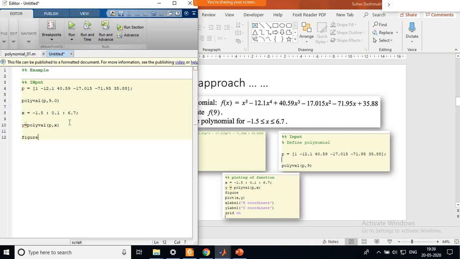Then I can have a figure. I can give a figure number, or if I don't give one, every time it will create another figure. So figure 1, then I can have a plot of x versus y. Then I can give an x label, the x coordinate, like this you can write, and a y label. Then I can write function value, then grid on. Now you can save this file and run it.